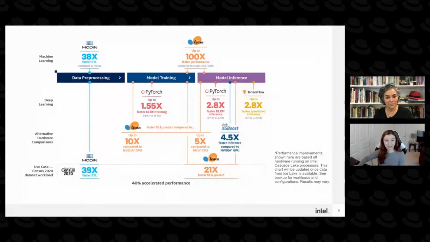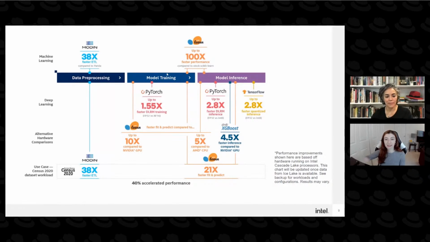Then using Intel extension for scikit-learn on that same use case, I think the ridge regression was used in this particular, essentially when you use it for both fitting and predicting, you could go ahead and see up to 21 times faster fit and prediction compared to the stock or unoptimized scikit-learn by just turning on those simple drop-in accelerations for an overall 40% accelerated performance.